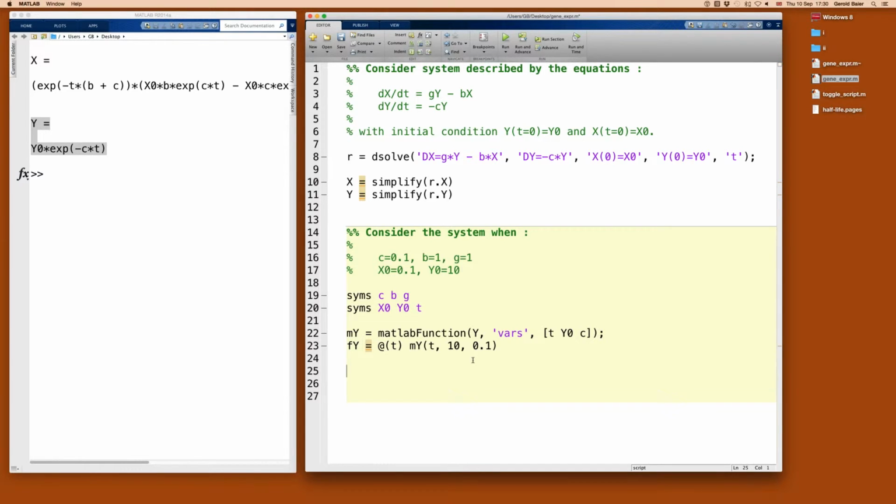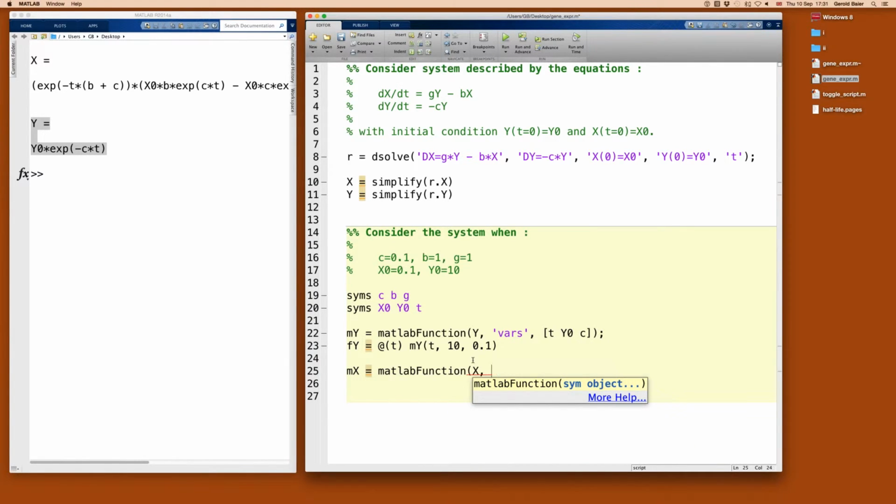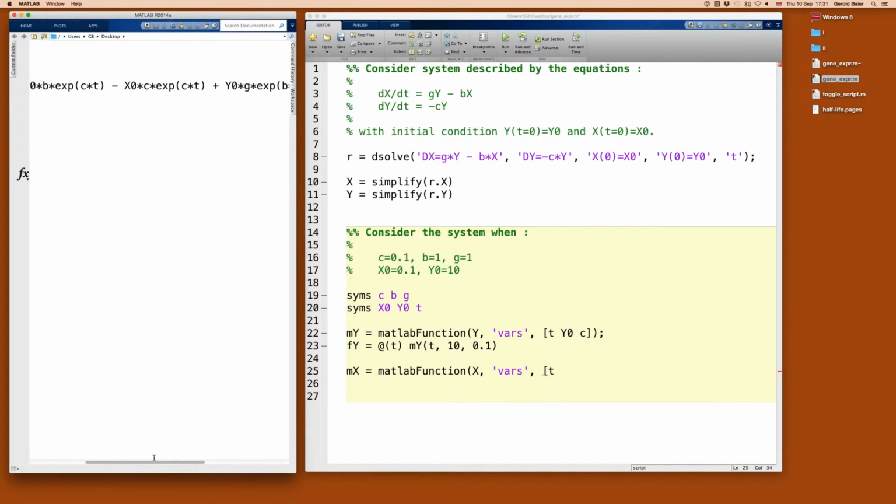But first of all, I think we should do the same thing for the x variable. So mx equals matlabFunction. Now we're going to pass it x. Again, use the argument vars. And now we know we want t, but we need to figure out which other things are in our expression. So we've got t, b, c, x0, c, c, g, y0. So I think that's all of them, isn't it?